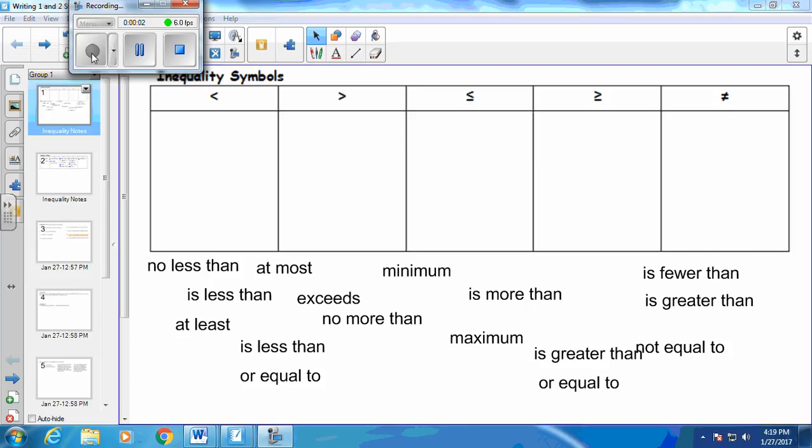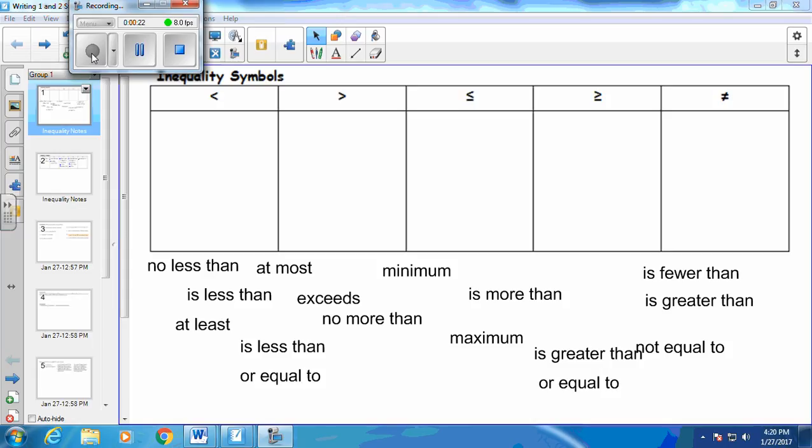Hello, here we're talking today about writing one and two-step inequalities. What we first need to do is make sure, with writing inequalities, we know all the different phrases, well, not all the different phrases, but a good majority of the phrases that are attached to the less than, greater than, less than or equal to, or greater than or equal to symbols.